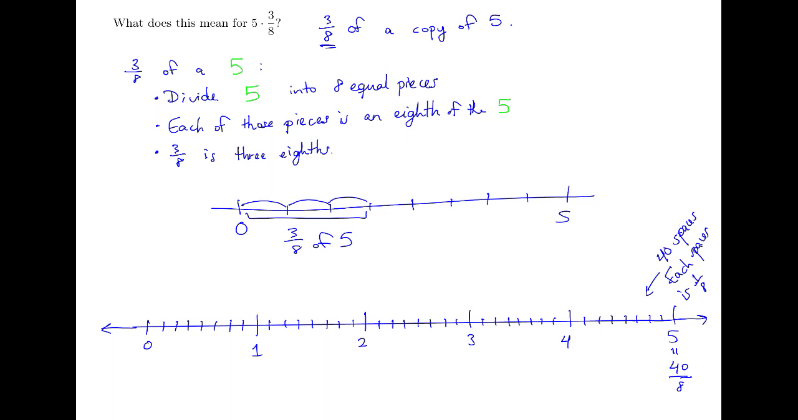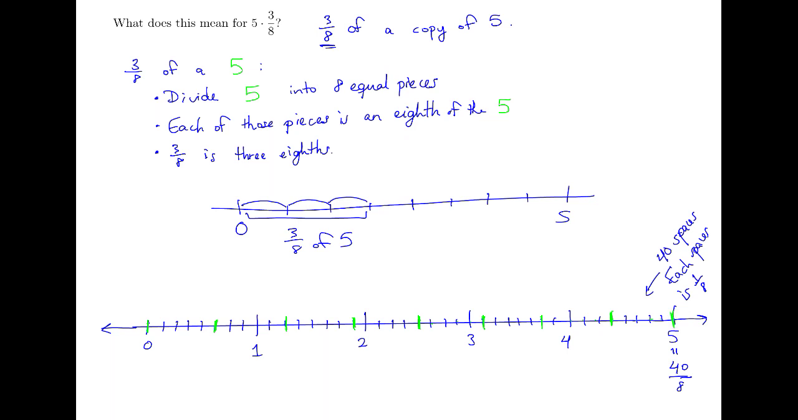Let me go, and so 0, 1, 2, 3, 4. So this distance here is 1/8 of 5. 1, 2, 3, 4, 5. 2/8 of 5. 1, 2, 3, 4. 3/8 of 5. 1, 2, 3, 4. 4. 1, 2, 3, 4, 5. 6. 1, 2, 3, 4. 7. 1, 2, 3, 4. 8.